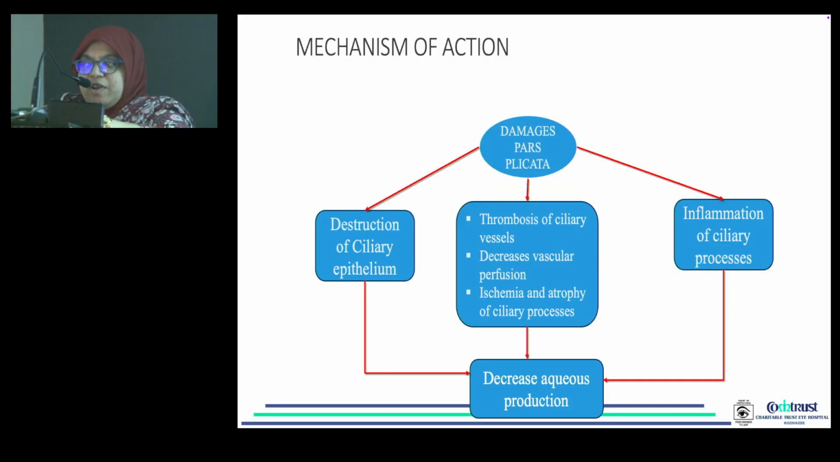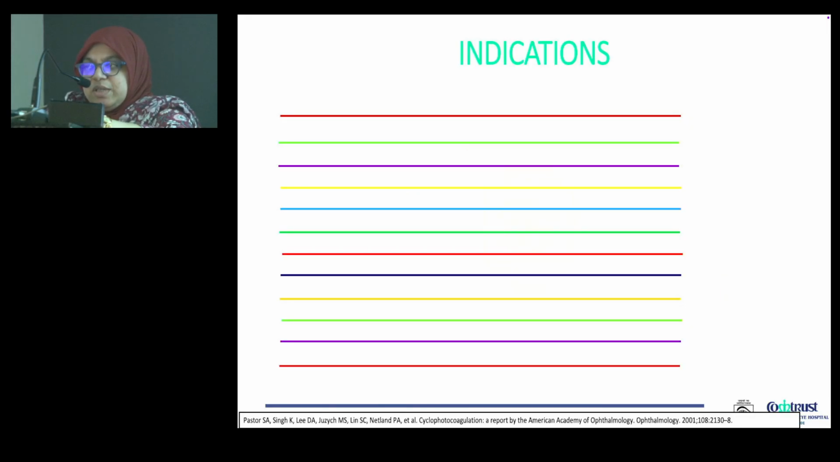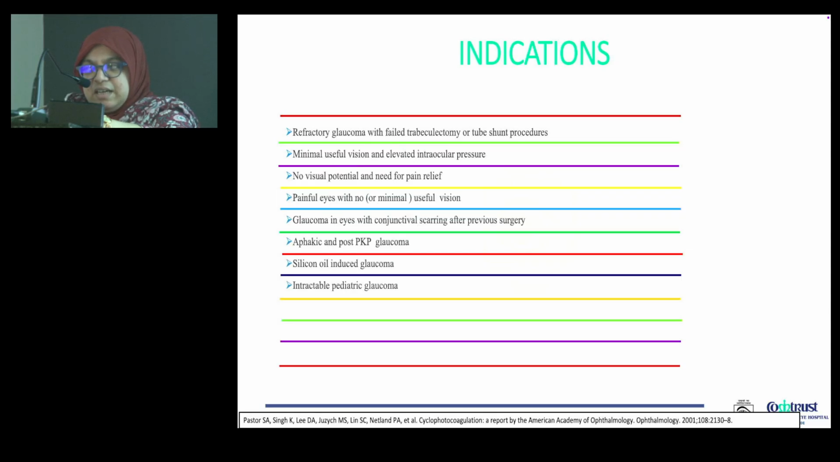The mechanism of action basically damages the pars plicata, causing destruction of the ciliary epithelium. There is thrombosis of the ciliary vessels. It decreases the vascular perfusion. There is ischemia and atrophy of the ciliary process, and also inflammation of the ciliary process, which decreases the aqueous production. There are various indications. Basically it's used as an end stage procedure in all refractory glaucomas with painful blind eyes.